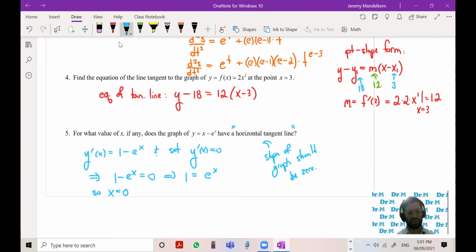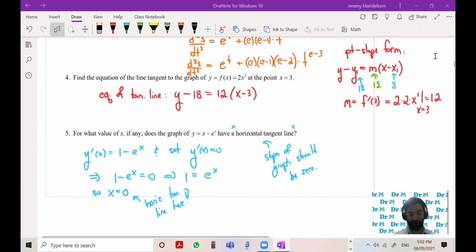So the goal was to find for what value of x, if any, does the graph have a horizontal tangent line. We can say there is a horizontal tangent line here. And with that, we have completed yet another calculus worksheet, this one being on differentiation rules, particularly the rule to differentiate an exponential function base e, as well as a polynomial.